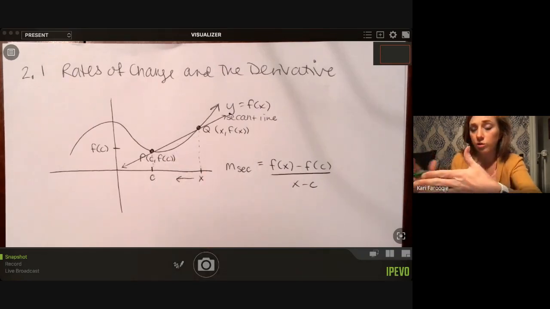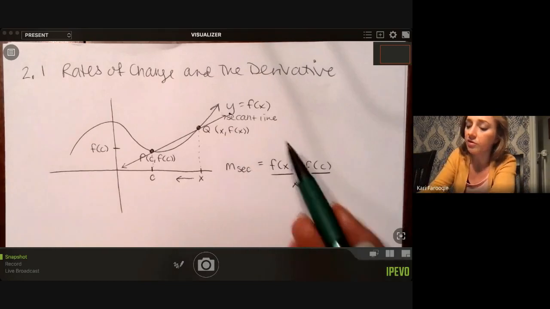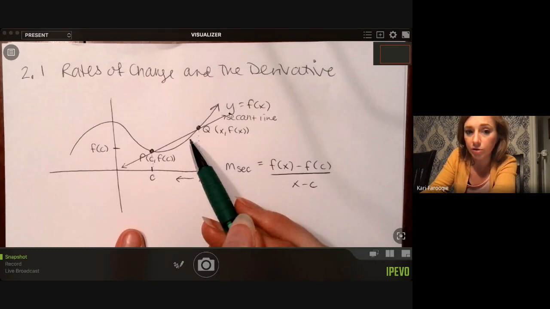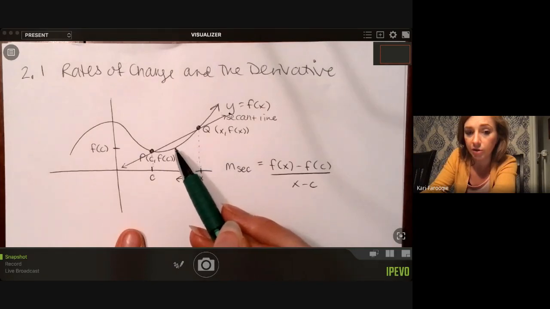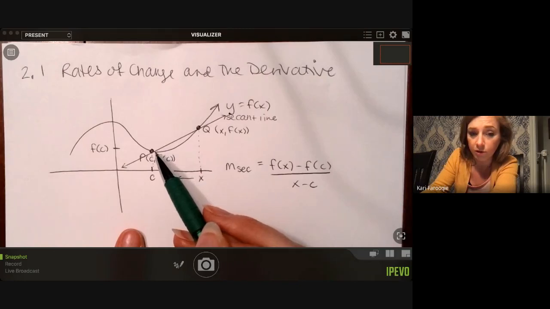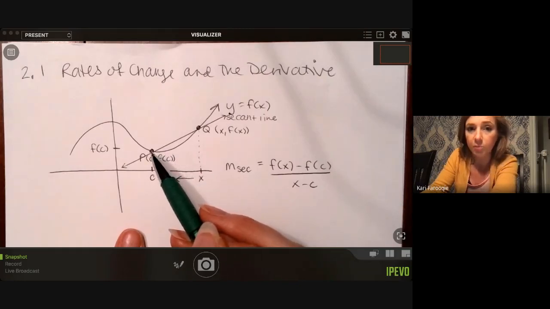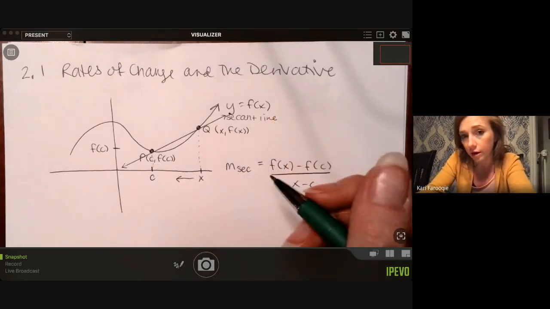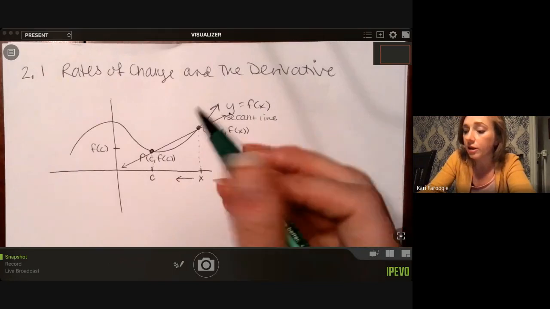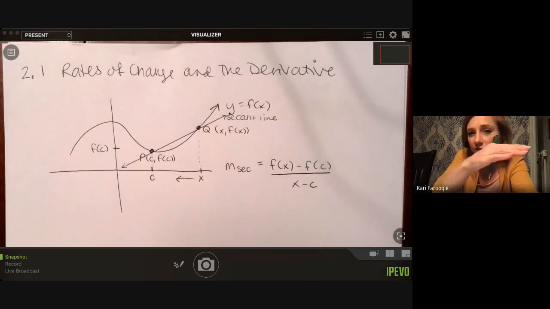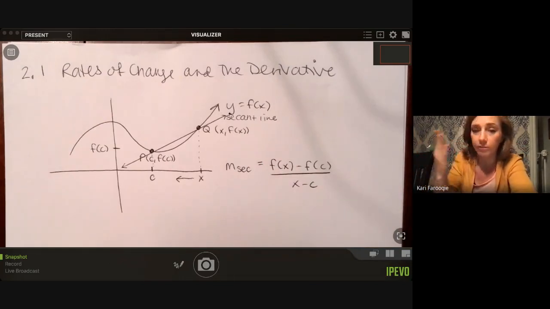Now, what I want you to visualize here is that we can take this point Q and move it closer and closer and closer to P along this curve. At some point, once Q gets really, really close to P, these values will approximate a tangent line on this curve. A secant line runs through 2 points on a curve, but a tangent line just touches 1 point on the curve and then continues on its way wherever it's going.